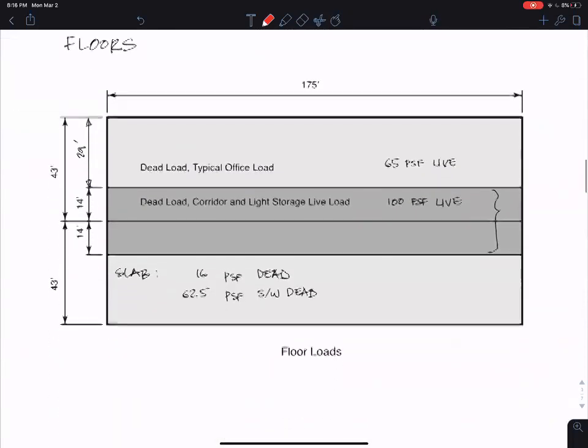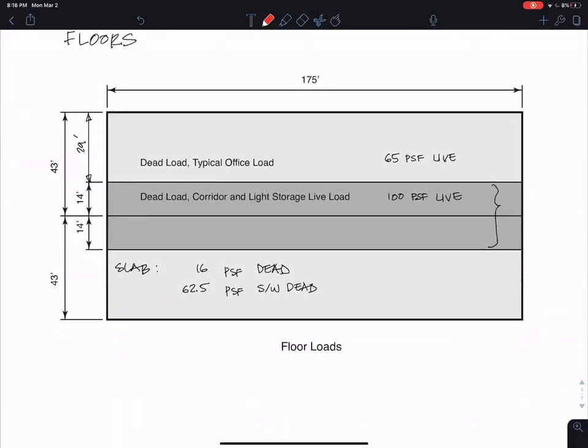For example, the floor. You need to multiply by a total of 78.5 PSF dead. And the live load, it depends where you are. Out here in the offices, it's 65 PSF live. And in this interior corridor and storage, it is 100 PSF live.